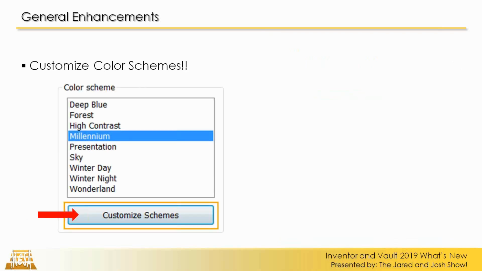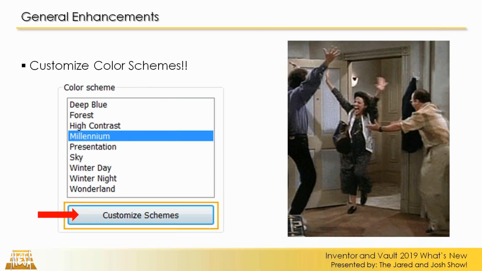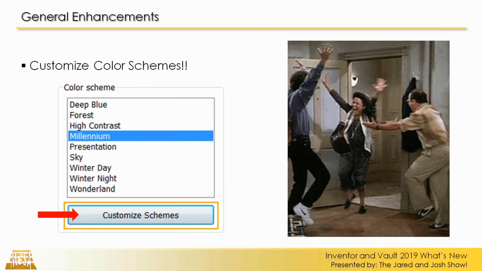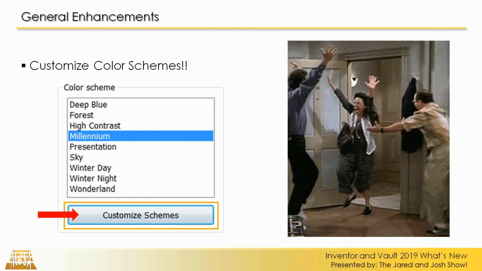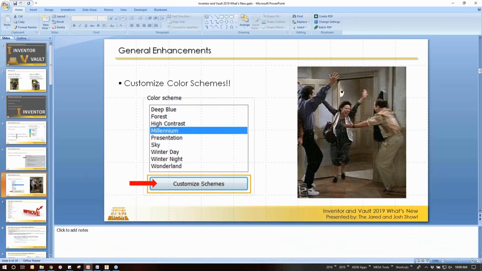Here's one I'm pretty excited about. This one is one of those finally ones. It's a little thing like I said before, but it is so nice. The ability to customize your color schemes. Pretty excited about that one. I'll show you guys what I mean by that and why I like it so much. Let me switch over to the Inventor side.